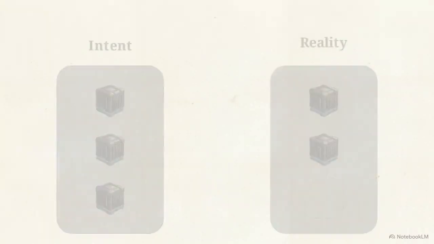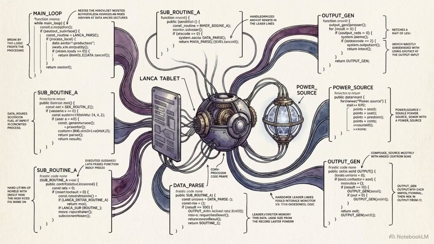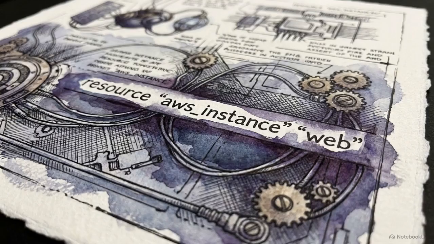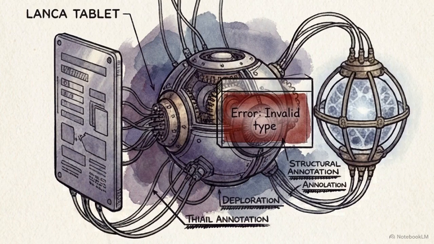The engine functions by calculating the exact mathematical delta between human intent and cloud reality, then applying only the necessary changes to synchronize them. The entire process begins with HashiCorp Configuration Language, or HCL. This is the interface where you declare your exact infrastructure requirements. Because it requires strict type constraints and utilizes dynamic blocks for nested configurations, HCL forces you to catch structural errors locally before a single API call is ever made.